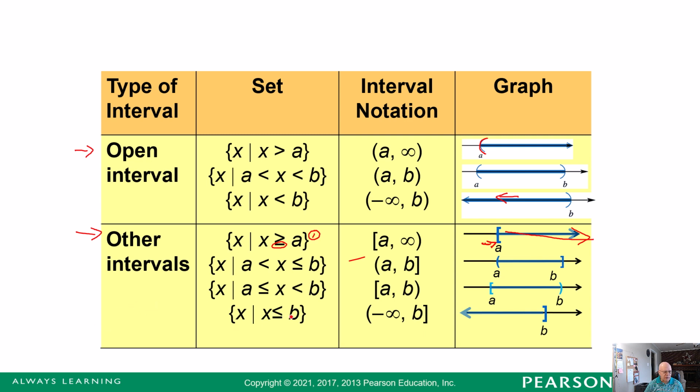numbers less than or equal to b. Less than or equal, automatically you ought to be thinking bracket. So it says less than or equal, so you will go to b, put a bracket there. And since we want less than, the bracket will be pointed in this direction, and our arrow will be pointing in that direction too, meaning b is included and every number to the left of b.